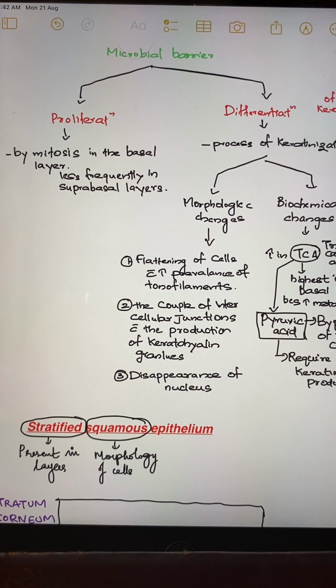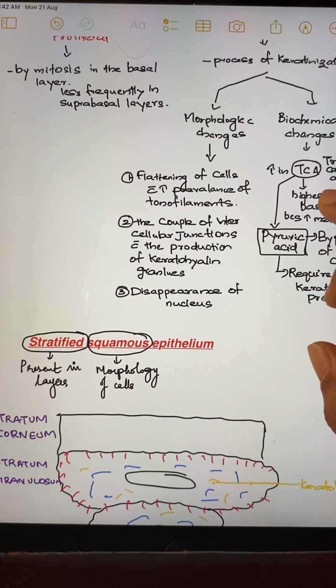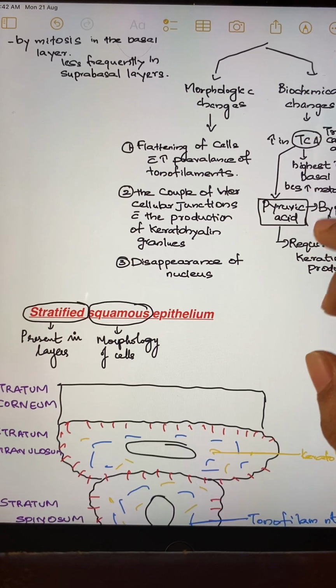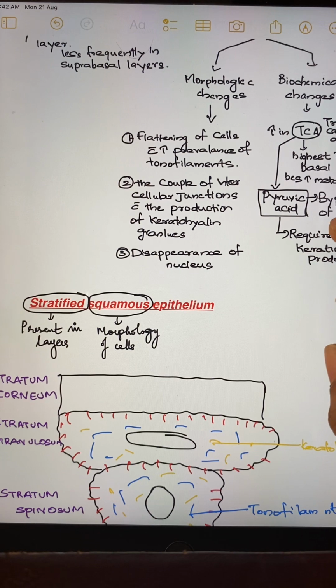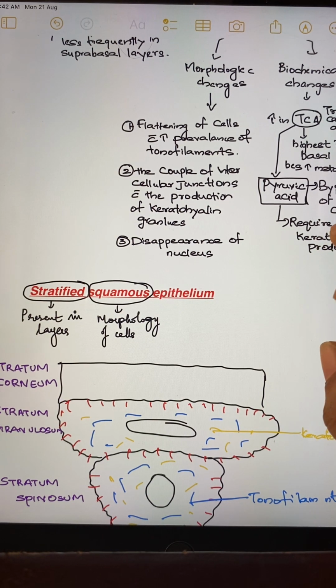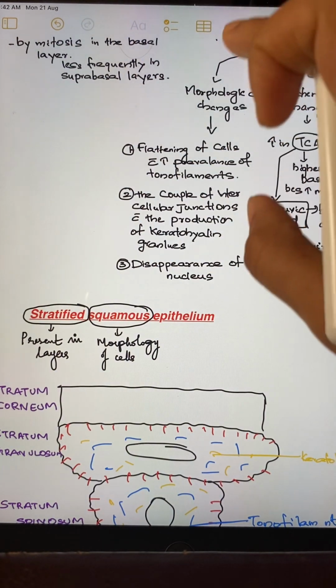Then next is the differentiation. The process of keratinization has two parts, morphologic changes and biochemical changes. I told you the morphologic changes are the flattening of cells. When we go up, the cells become a little flatter in morphology, with an increased prevalence of tonofilaments. Then the keratohyalin granule production becomes high when we go up, then the disappearance of the nucleus. So these are the morphological changes.